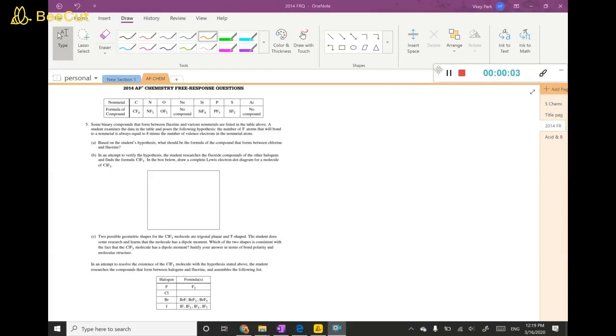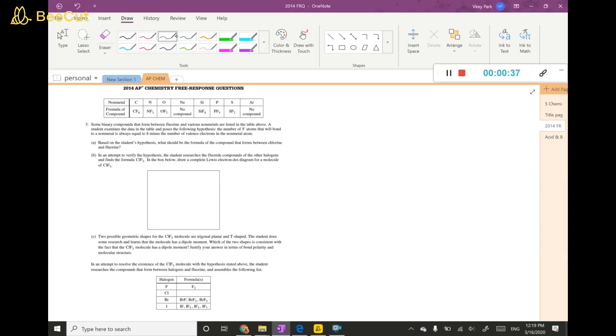So today we're going to go through the 2014 question number 5 AP Chem FRQ. Alright, so question number 5, it says some binary compounds that form between fluorine and various nonmetals are listed in the table above. A student examines the data in the table and poses the following hypothesis. The number of F atoms that will bond to a nonmetal is always equal to 8 minus the number of valence electrons in the nonmetal atom. Based on the student's hypothesis, what should be the formula of the compound that forms between chlorine and fluorine?